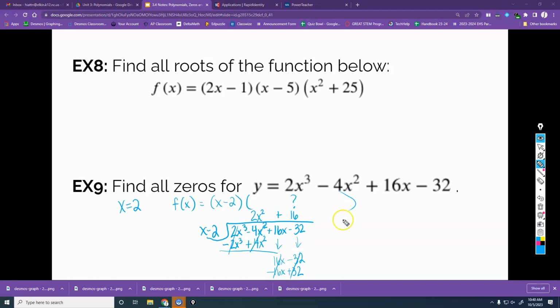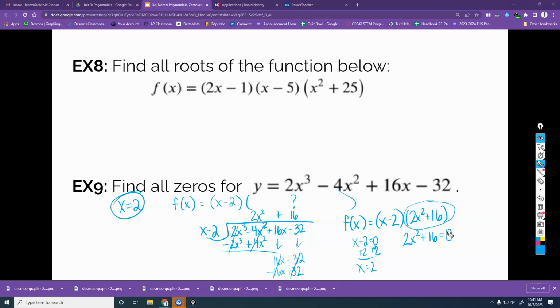Okay? So what this tells me is that f of x is x minus 2 times 2x squared plus 16. Now, x minus 2 gives us the zero x equals 2 over here, right? I would do x minus 2 equals 0, add the 2 to both sides, or you can do it in your head, and x equals 2. So that is one of our zeros. To find the other zeros, I can take this part, 2x squared plus 16, and set it equal to 0. So I want to see what makes that 0.